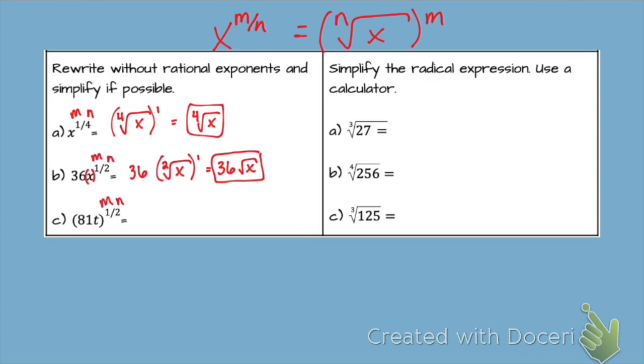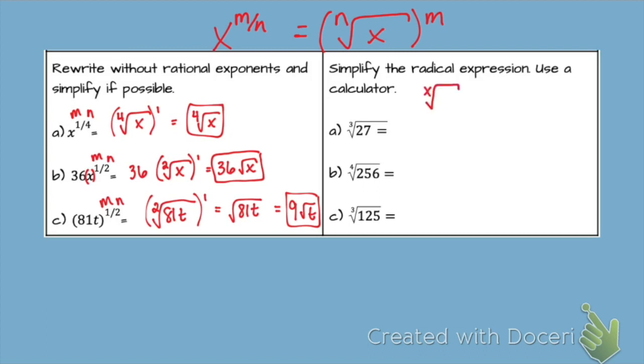In problem C, we have both the 81 and the t that have the exponent of 1/2, since it's written like this with parentheses. So I'm going to write my radical, and inside the radical is going to be the 81 and the t. My n is 2, so it goes for the index, and then my m is 1. Again, I don't need to write those. And I can actually simplify this one further because I can do the square root of 81. The square root of 81 is 9, so that's going to come out front, and my answer is going to be 9 square root t.